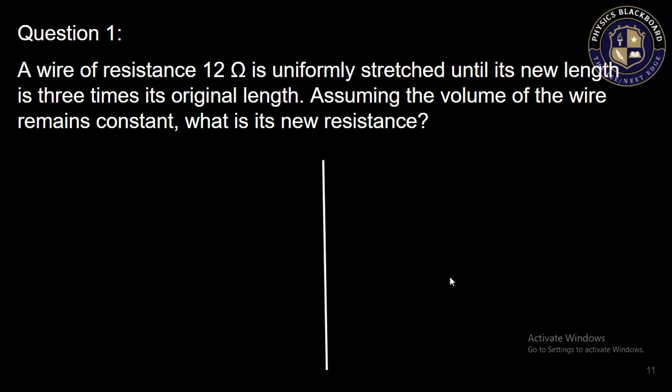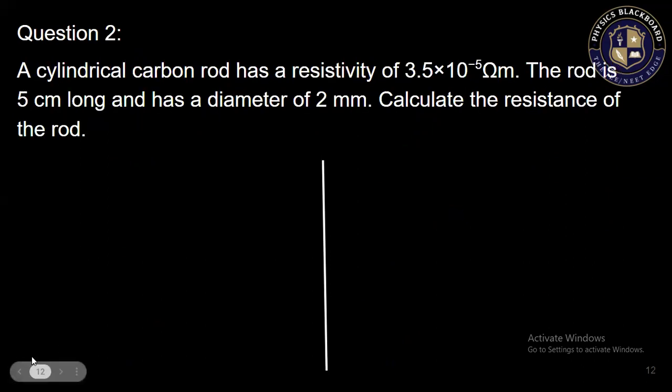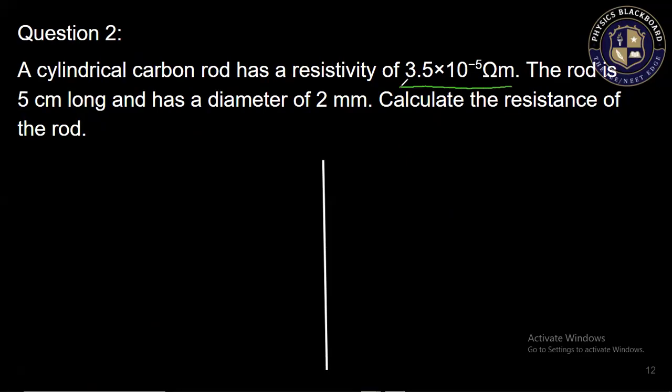Now, we see the second numerical related to the same concept. A cylindrical carbon rod of resistivity 3.5 into 10 power minus 5 ohm meter. So its resistivity is 3.5 into 10 power minus 5 ohm meter.